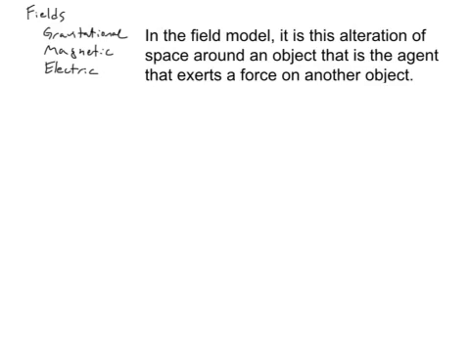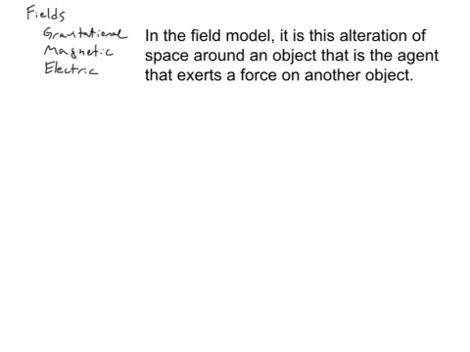In the field model, it's this alteration of space around an object that is the agent that exerts a force on another object. So with a gravitational field, the alteration of space around a mass is what exerts a force on other masses brought into that field. So the same is true for an electric field. When a charge enters the electric field of another charge, it's that field that exerts that force on that object.